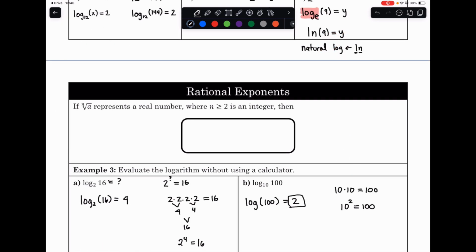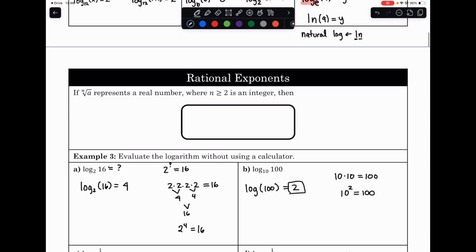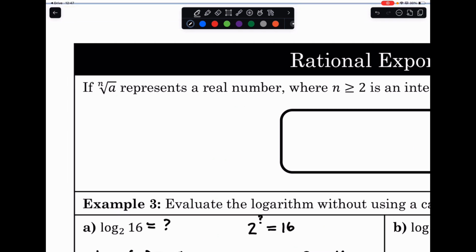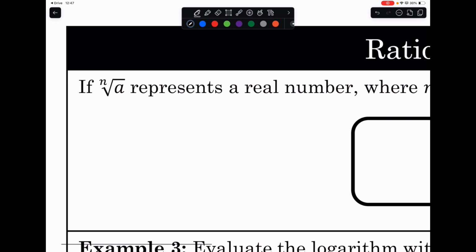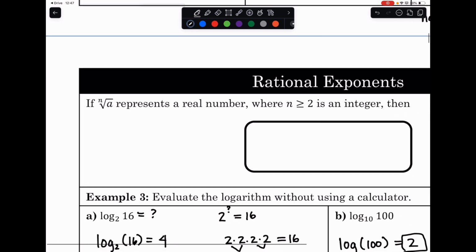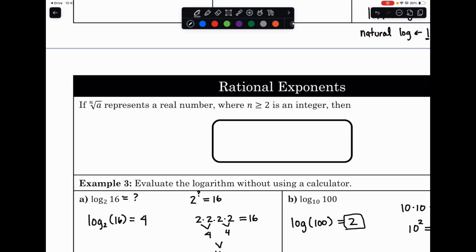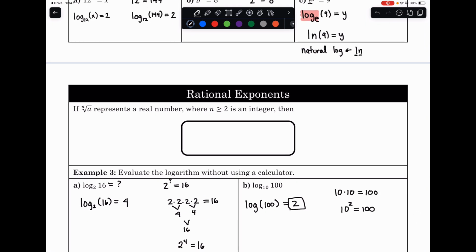Okay, now let's talk about this rational exponent. If we have a root of a to some index n, this represents a real number where our index n is an integer greater than 2, then the following statement is going to be true. If I take the nth root of some value a, that's equivalent to taking a and raising it to the 1 over nth power.